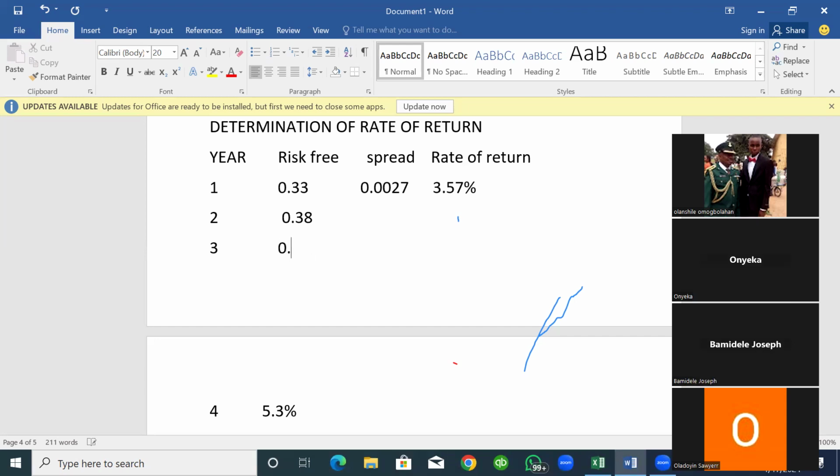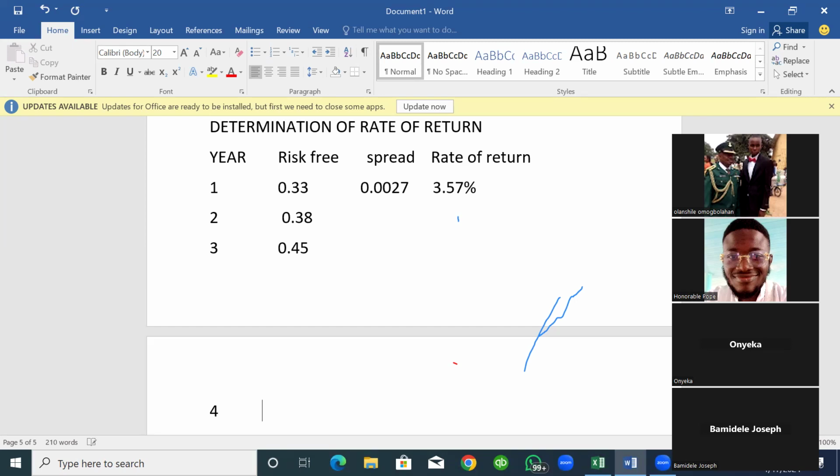This one is a long journey, but anyways. No, sir, there's a mistake. That's not correct. 3.3 is supposed to be percent. So 0.033. Okay, I'll change that.